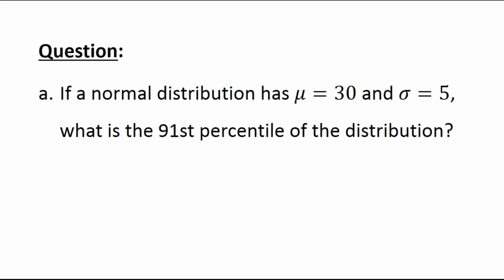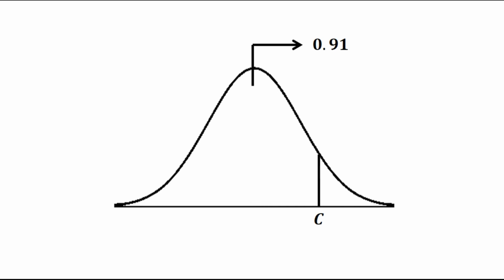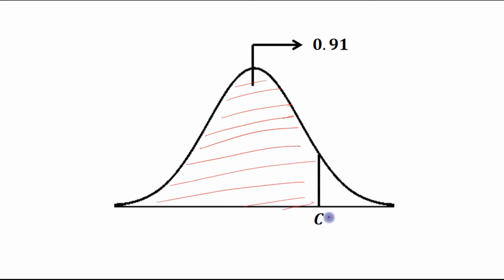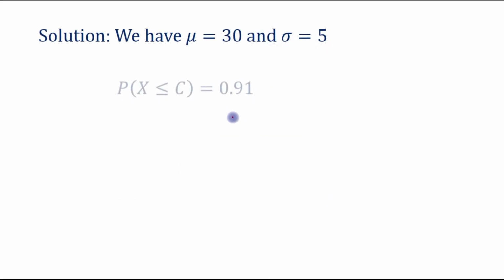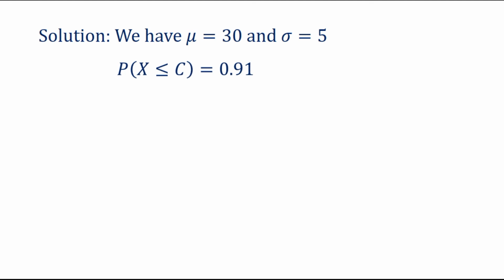Next question. If a normal distribution has mean equal to 30 and standard deviation 5, what is the 91st percentile of the distribution? So the 91st percentile is this one. That is, the area to the left of this C value will be 0.91, and we need to find this value. So basically we can write probability x less than or equal to C equals 0.91. This area is given, the 91st percentile.